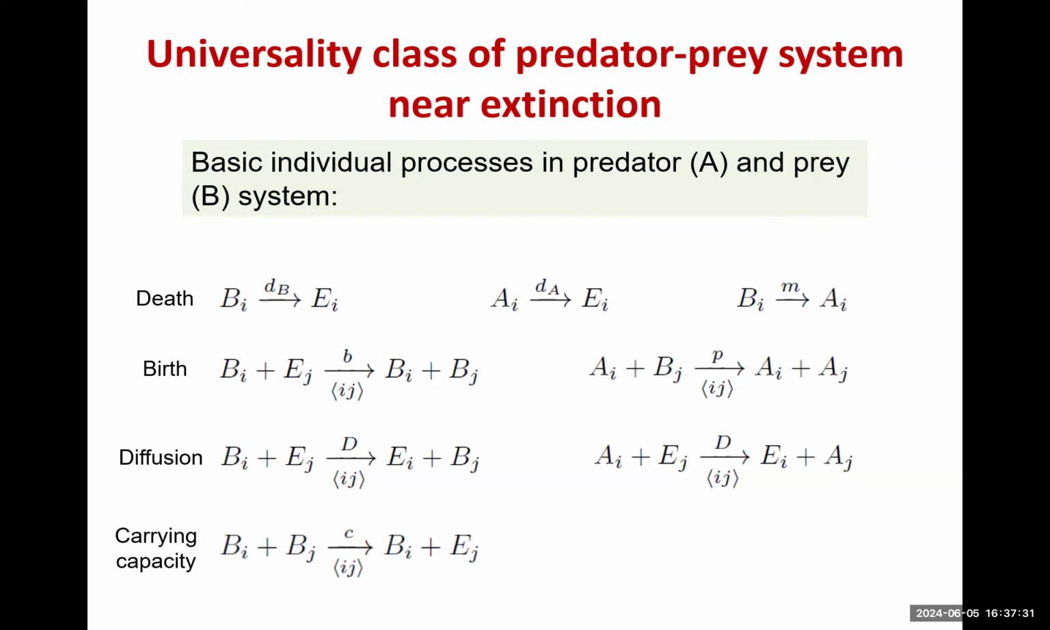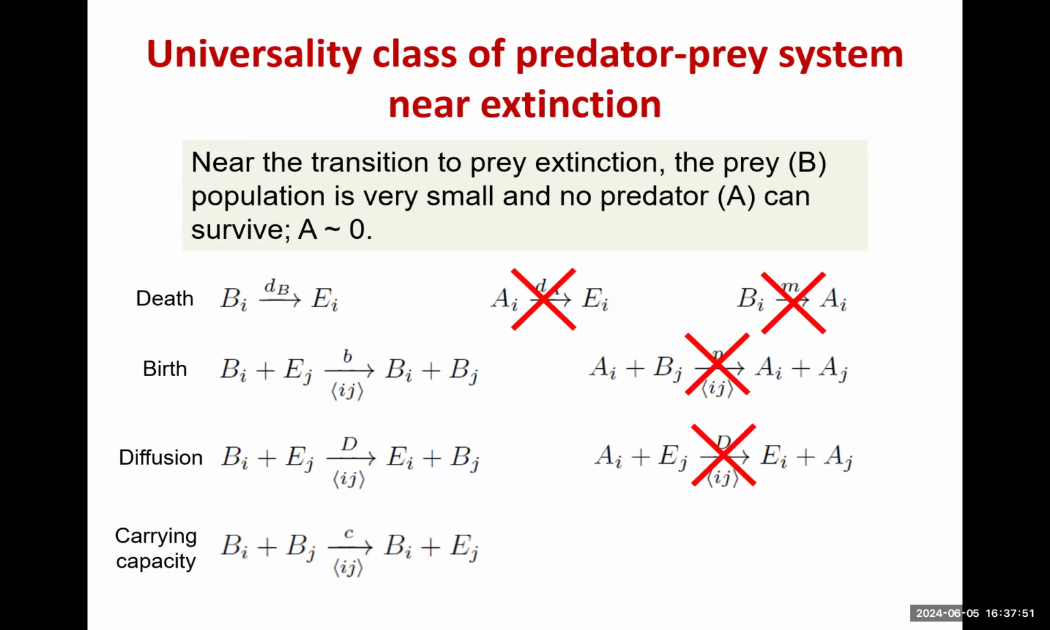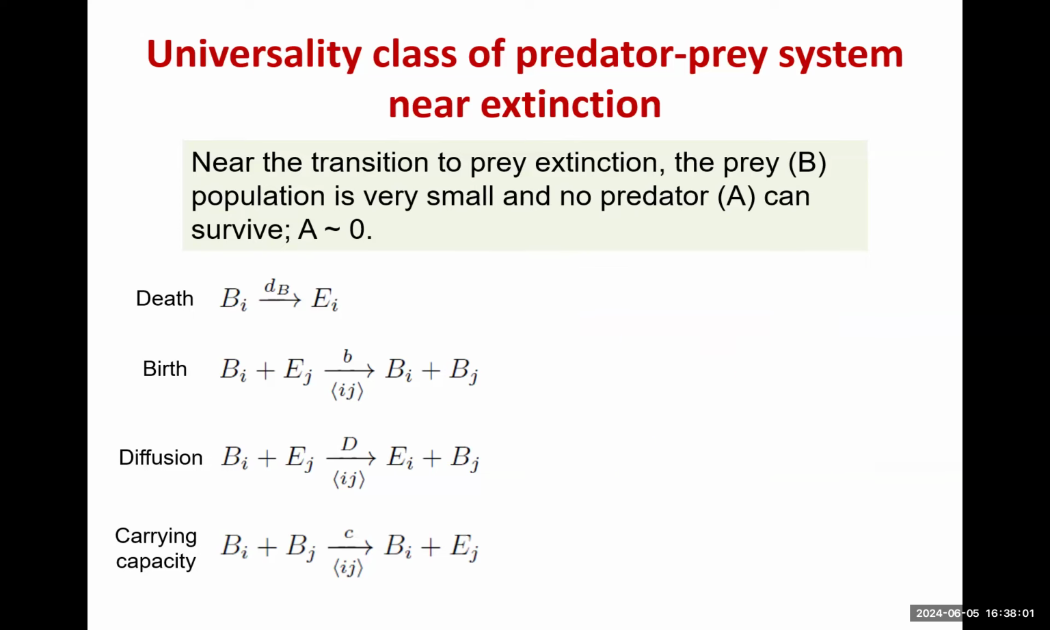And I'll tell you what the universality class is. So let's write down: A is the predator, B is the prey, E is an empty site, and I and J are space vectors. These things hop around. These are the stochastic equations for the whole system, the ones that we were solving that gave us the behavior that looked exactly like the experiment. Let's suppose we're very near the transition. The prey population is small, so the predator population is even smaller. So we'll just take out the predator population, set A equal to 0. Then I have these four processes written down as particle processes.